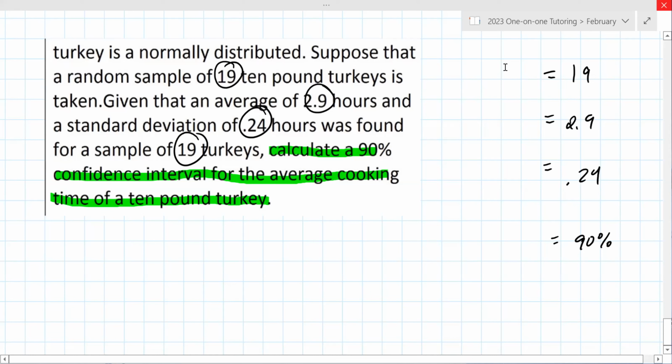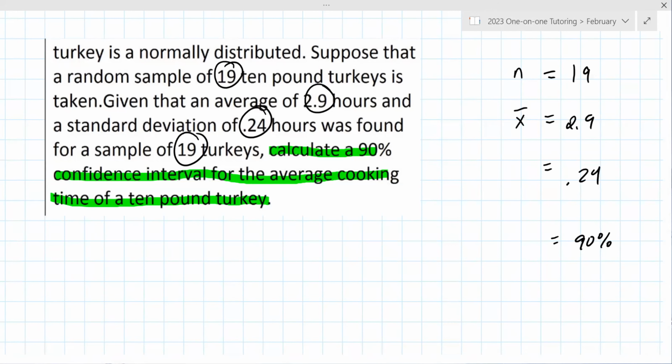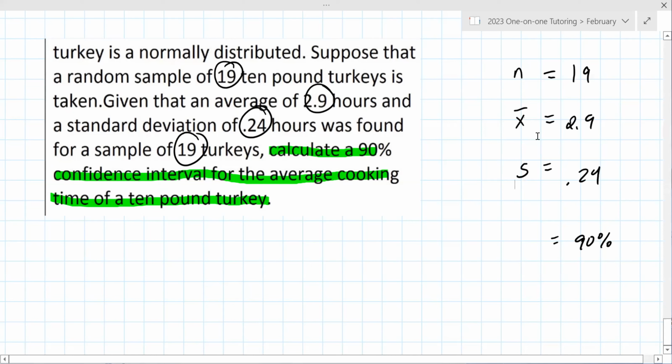19 is little n. Good. 2.9 hours is x bar. Good. 0.24 is little s. Good. And 90% is c. Good. Okay, so do a Z interval and see what you come up with. I'm doing the same. And hopefully we get really consistent results here.